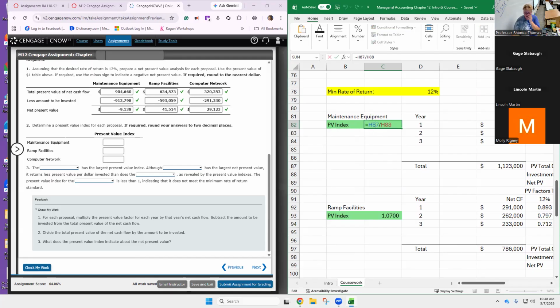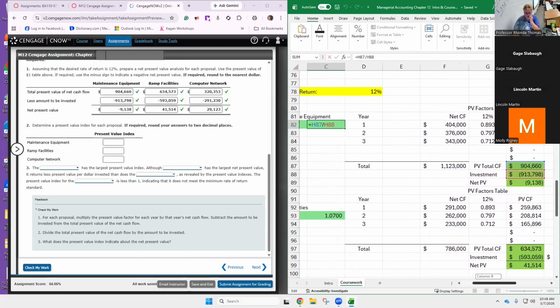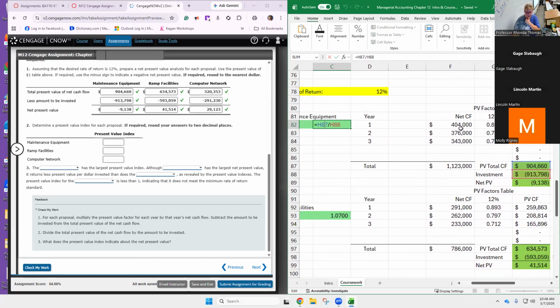Okay, so here is where I'm calculating from. What this is doing is it's going to start off with the present value total of your cash flow, which is over here. So it's going to take this number and divide by the investment that you made.